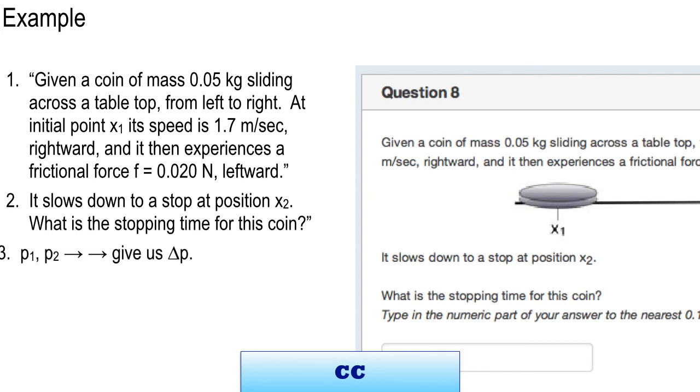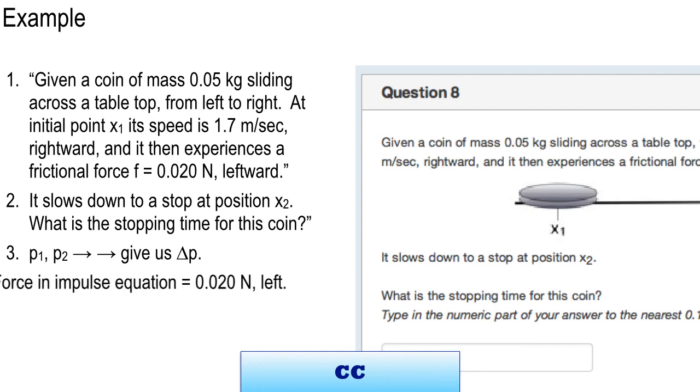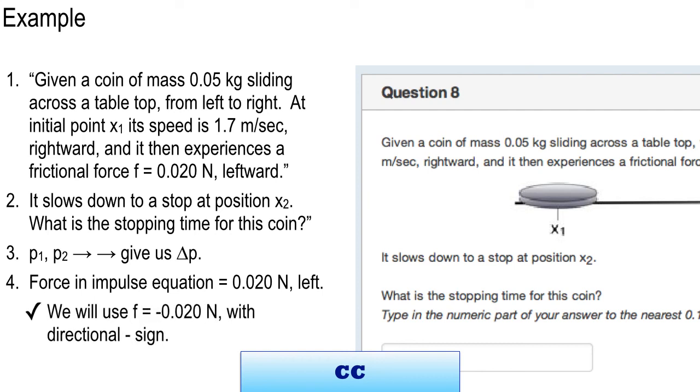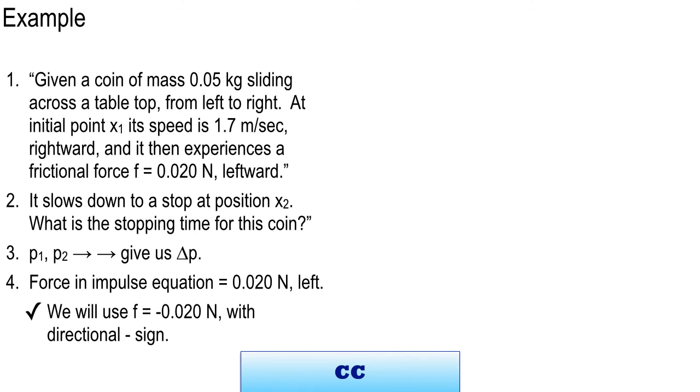The way that we figure this out is first by figuring out the momenta and then using the impulse equation with this force. The force in the impulse equation is going to be the friction force, and that is 0.020 newtons to the left in this problem. And we're going to use a minus sign, so make a note of that. You're going to be doing a calculation and a clicker question in just a minute, so have your calculator and your clicker handy. As we go through this, it'll help you to have them handy as well.